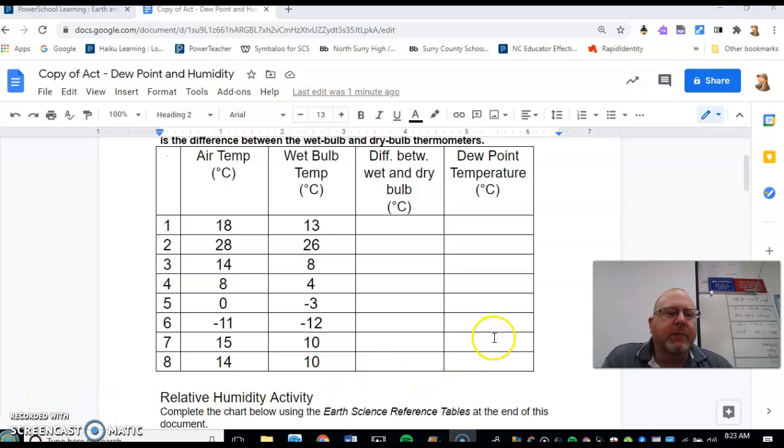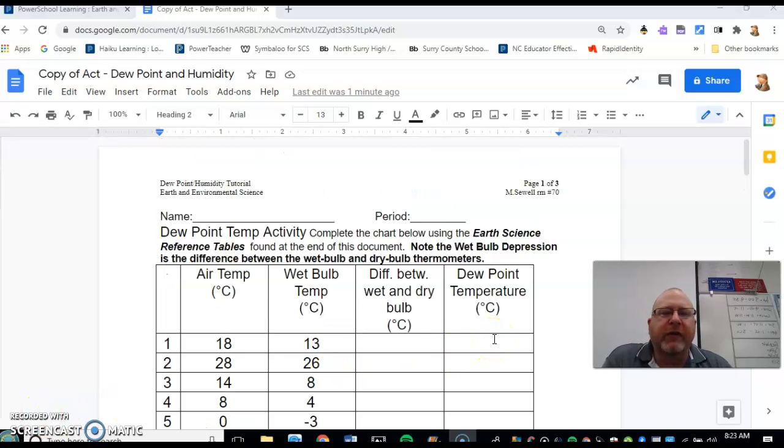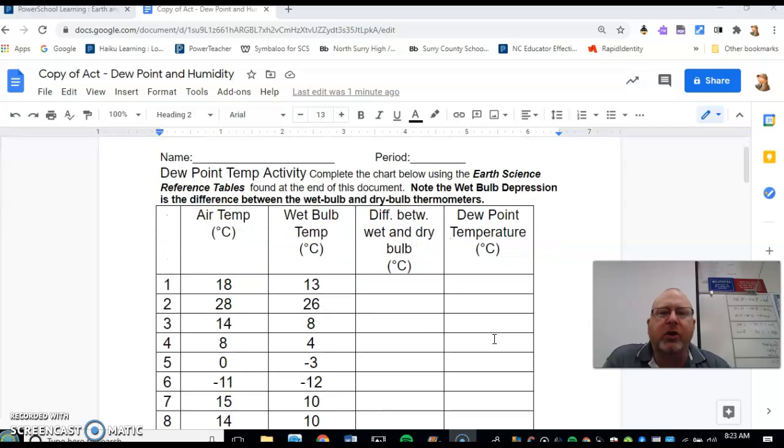Hey everybody, Mr. Sewell here with your instructional video on how to use a dew point chart and a humidity chart to calculate either dew points or humidities. So, I want you to follow along with me here. This is the dew point and humidity activity.